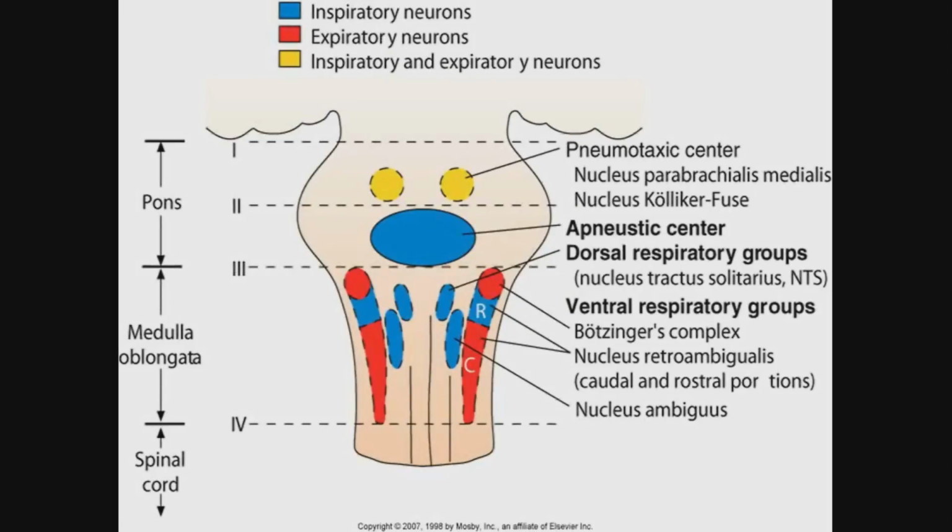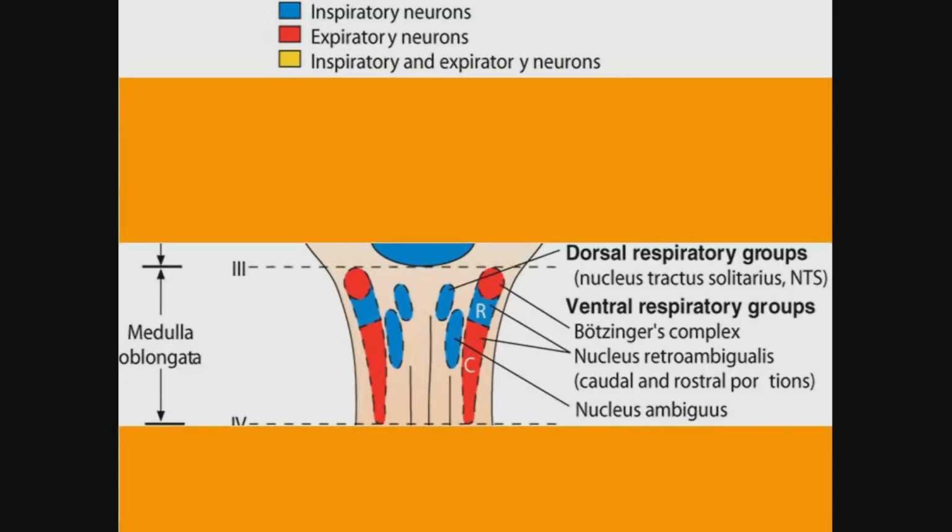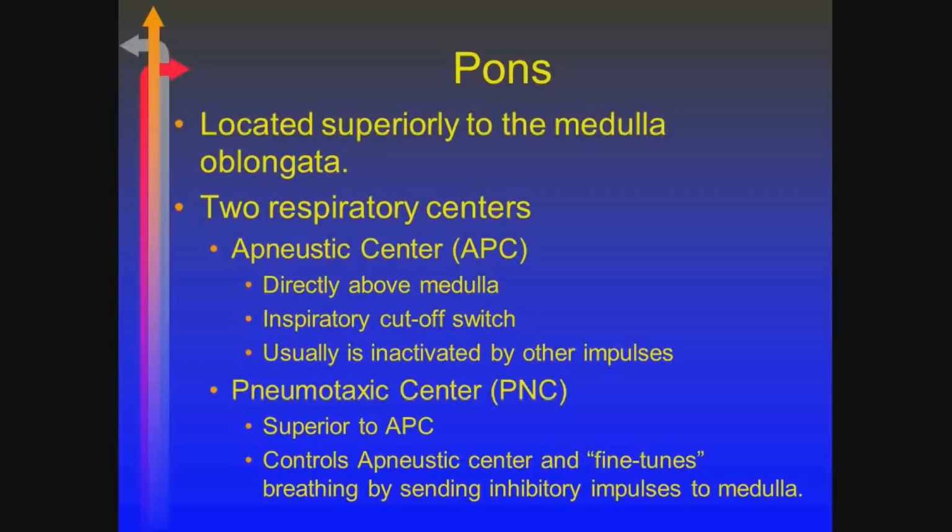I think this is out of your text. So we kind of got an idea of where we're talking about. But right now, I just want to talk about the medulla oblongata. There's these dorsal and ventral. And the blue ones are inspiratory neurons, so they're primarily inspiratory neurons in the dorsal, and then there's some inspiratory and expiratory in the ventral. I have no idea who Botzinger's complex, who Botzinger was, but he sounds like a pretty cool dude. Okay. So dorsal and then ventral.